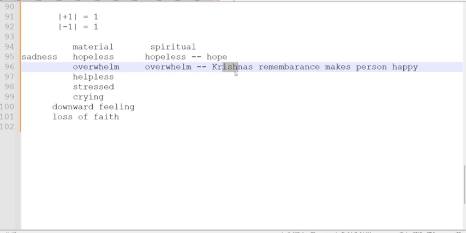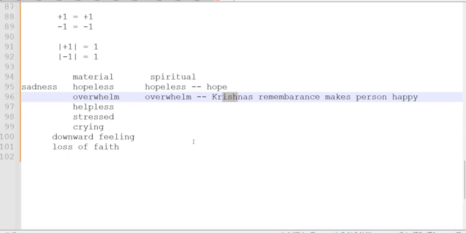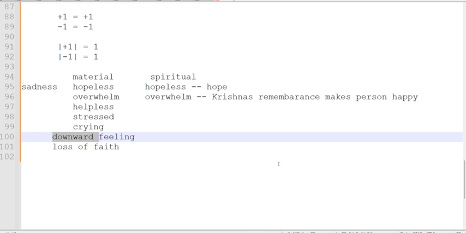Now, it's a matter of experience also. As we grow in our bhakti, in our spiritual life, we will come to this stage where there will be crying, some helplessness, hopelessness and all that. But it won't take us downward. It will take us upward.